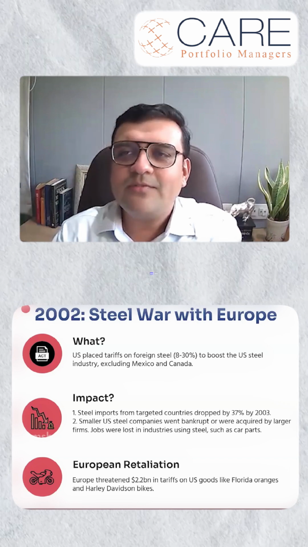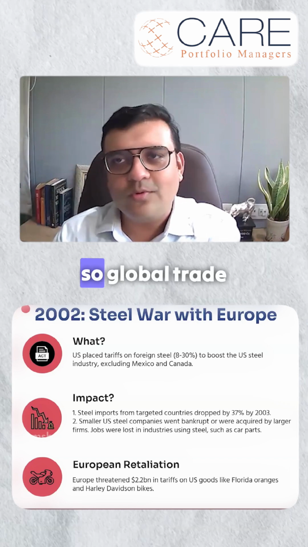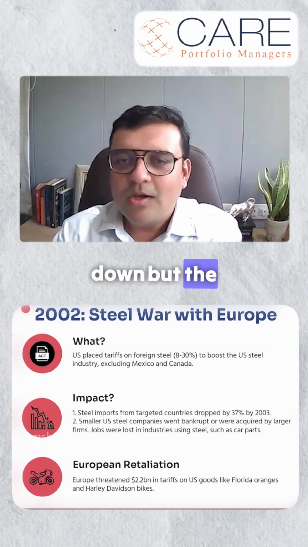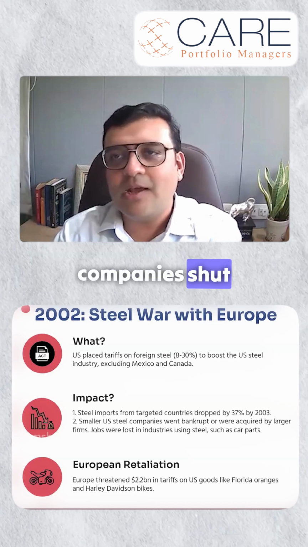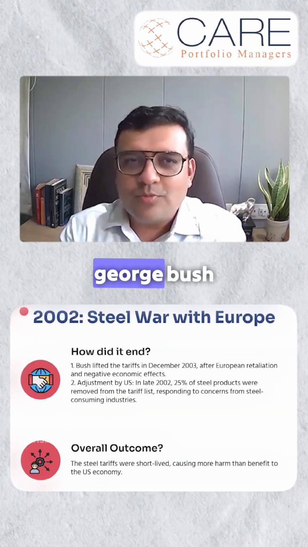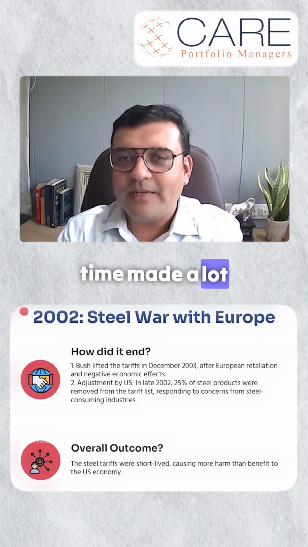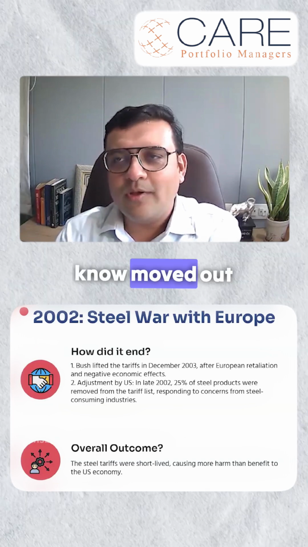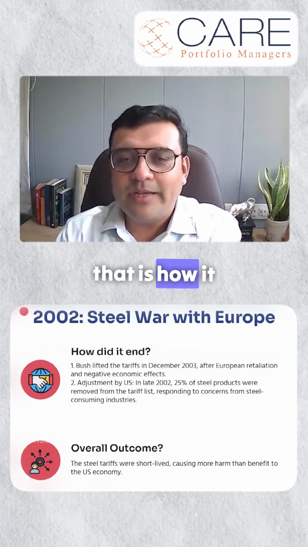So overall, if you see, there was a very negative impact of this war. Global trade clearly was down, and the local companies, also smaller companies, shut down and went bankrupt. George Bush, the president at that point in time, made a lot of adjustments and completely moved out from that tariff. That is how it did end.